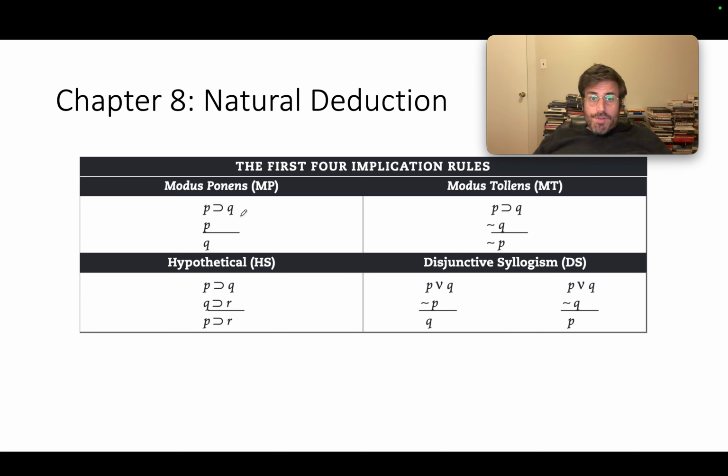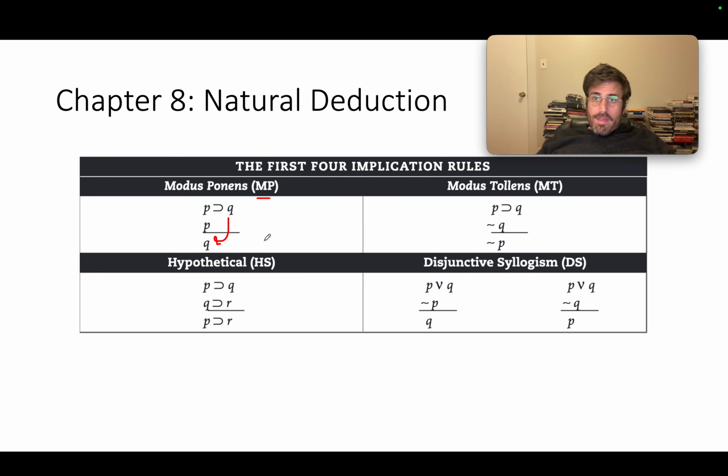So remember, our first rule is modus ponens, or MP. Modus ponens works with the conditional statement if P then Q, where in the second premise we have the antecedent P affirmed. If the antecedent P is affirmed, we can immediately infer in the conclusion Q. We can affirm the consequent Q.